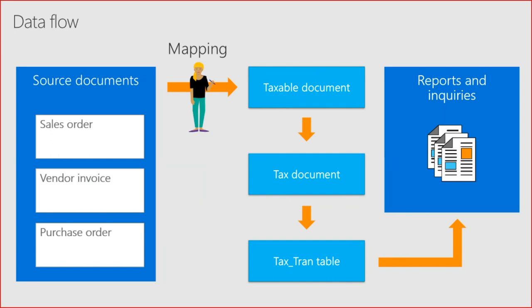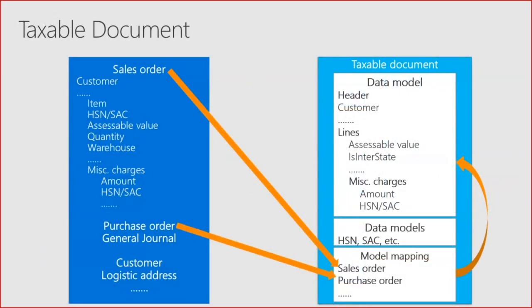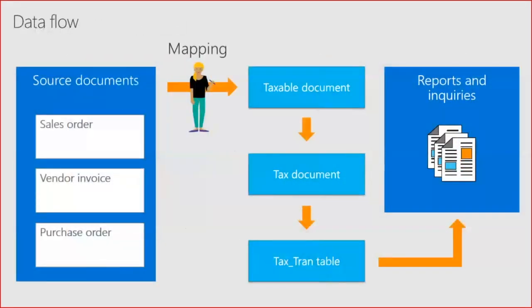So you create a sales order, the system GTE will execute the model mapping to get the value from the sales order, map to the taxable document, and then the tax document will use the data you have in the taxable document to do the applicability, calculation and posting. And then the result will be in the same table as you have in the old tax engine. And then for the reporting inquiry.